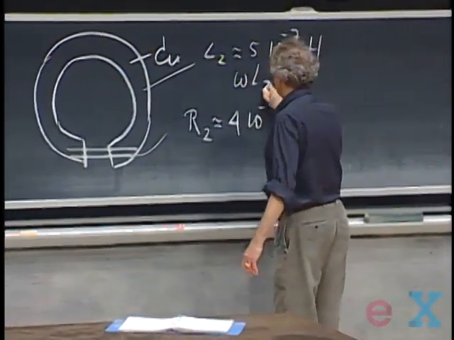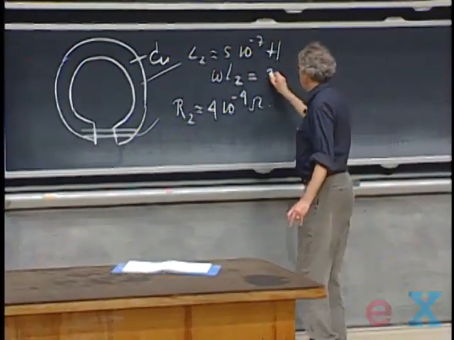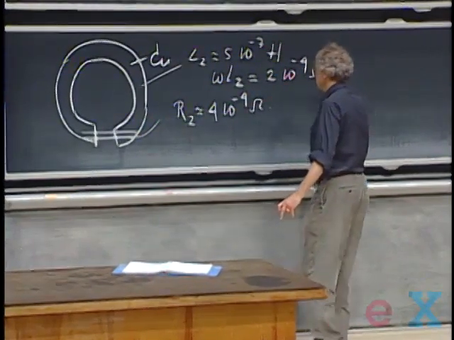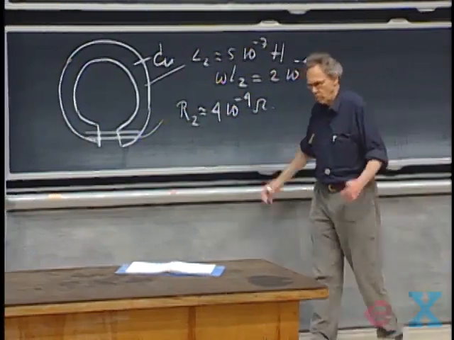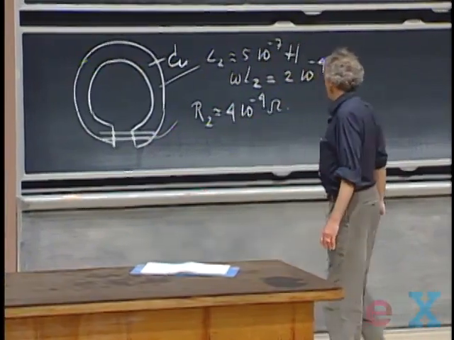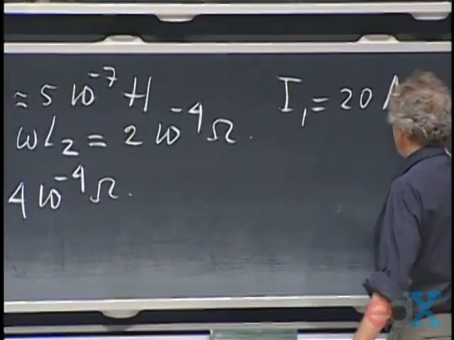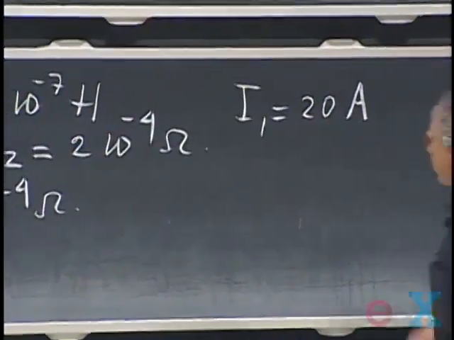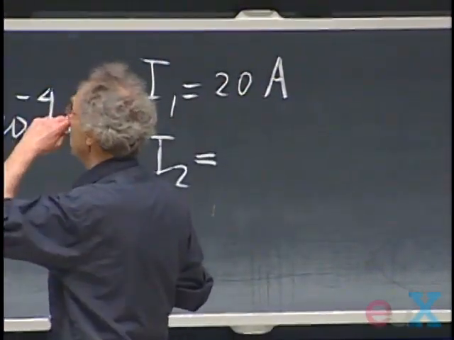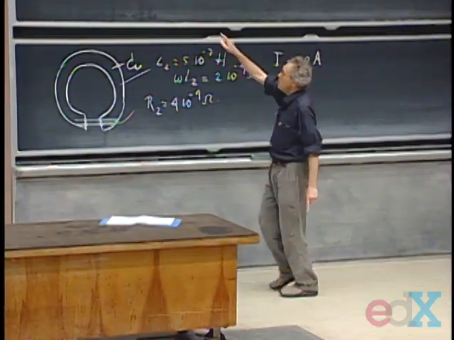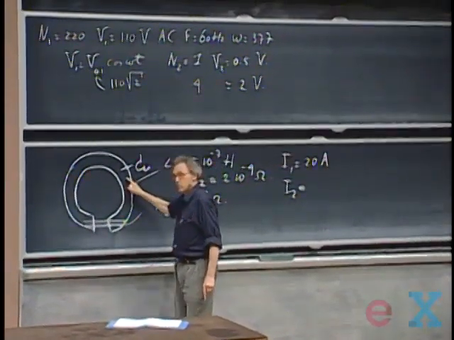So omega times L2, I have to multiply this by 377, becomes about 2 times 10 to the minus 4 ohms. Even though R2 is not much, much smaller than omega L2, they are now beginning to be comparable. I1, the current that I drive in the primary, is going to be 20 amperes. I do not expect that I2 will be 220 times larger than I1, because I use the same 220 windings for the coil, and this is just one winding.